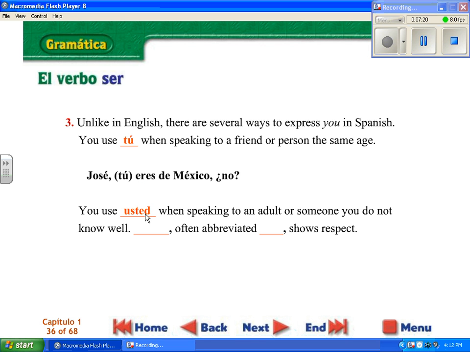You use usted when speaking to an adult or someone that you do not know well. Usted is often abbreviated Ud. It is just a way to show respect. Let's take a look at the following example. Señor López, usted es de México, ¿no? Please repeat after me. Or simply we can say, Señor López, es de México, ¿no?